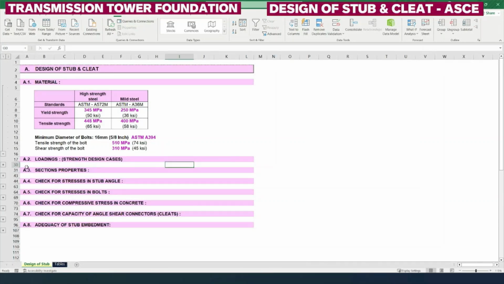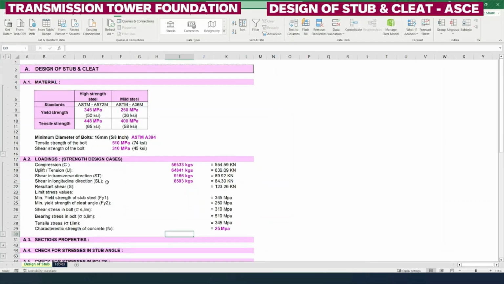Next we need to feed the loadings. These are the loads we extracted from the structure model, which we already discussed in our last video. These are the inputs: compression, tension, and shear in the transverse and longitudinal directions. These are the inputs from the structure model. The resultant shear is the square root of the sum of squares of the transverse and longitudinal direction forces.